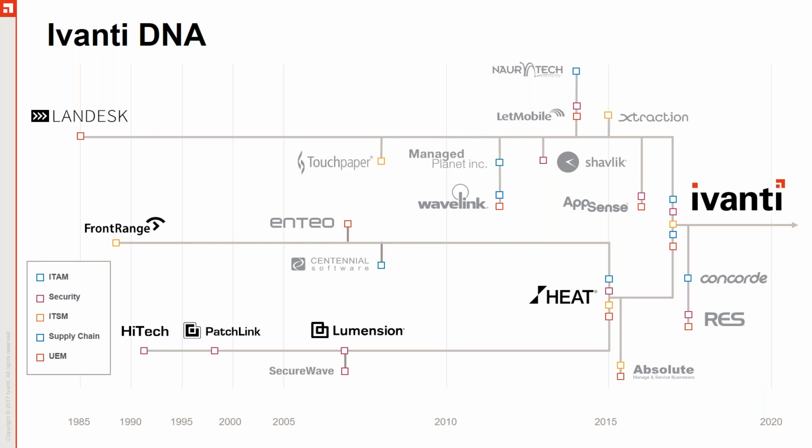And so a lot of these vendors, some of those you may be familiar with, Shavlik from a patch point of view, Dimension for some security products. A number of vendors have now come together, and we're starting to rationalize and bring those solutions together so that we can actually start to bring together IT operations, security, and service management.